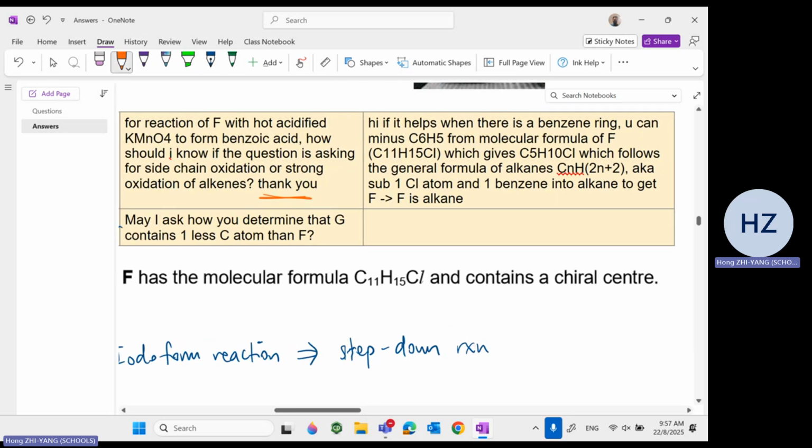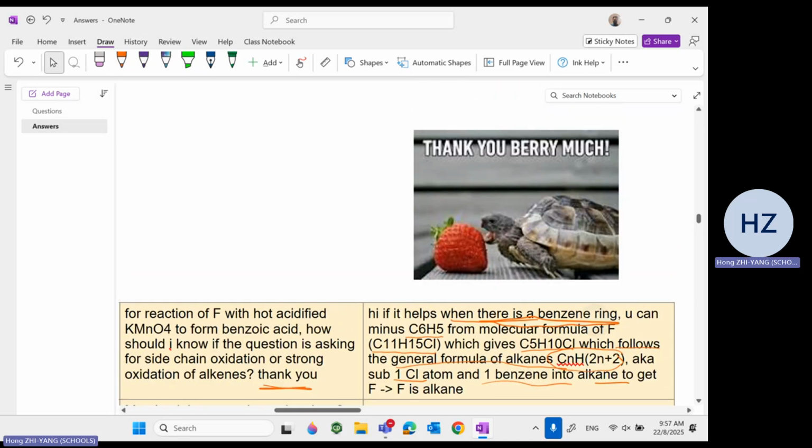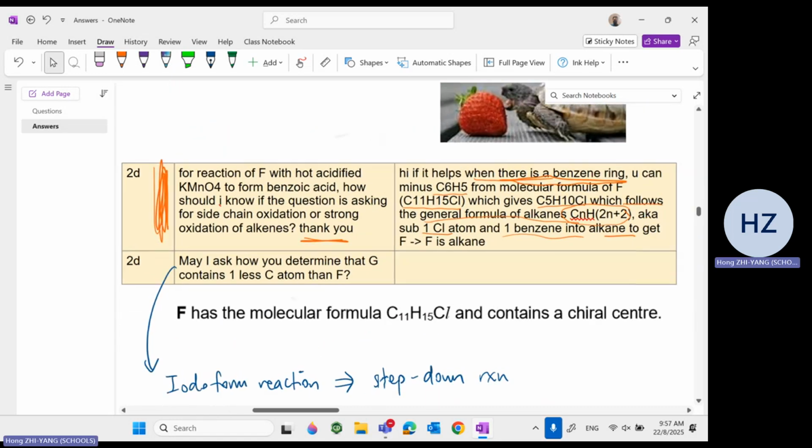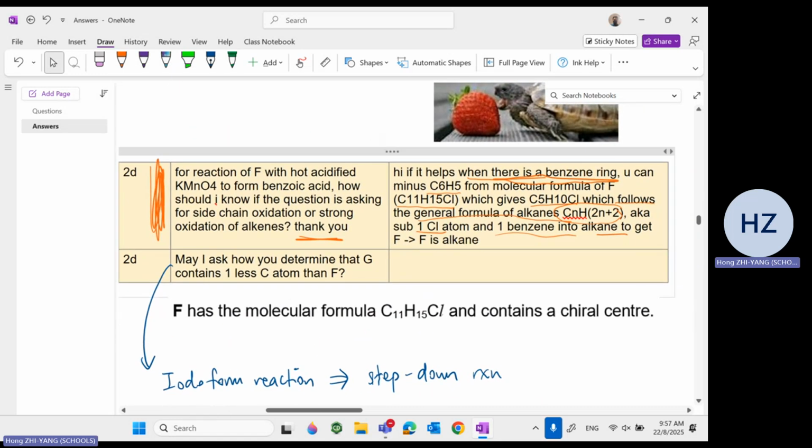Hi, if it helps, when there is a benzene ring, you can minus C6H5 from the formula C11H15Cl, and that gives C5H10Cl, which follows the general formula of an alkane, CnH2n+2. Beautiful. AKA substitute 1 Cl atom and 1 benzene into an alkane, okay, to get F. This person can be a teacher actually. Well done, man. Okay, beautiful. Thank you. But for the rest of you, do you catch what the reply is saying?